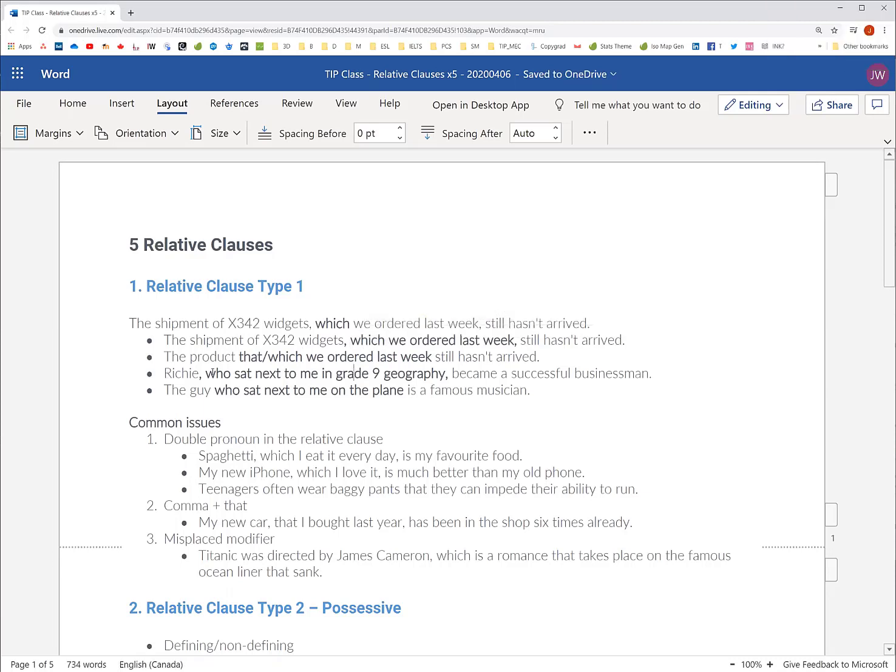And if you're talking about people, use who. So Richie, who sat next to me in grade 9 geography, became a successful businessman. And again, if you need the information in the clause to understand who the subject is, then you don't use commas. The guy who sat next to me on the plane is a famous musician.